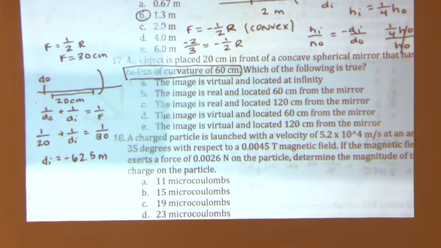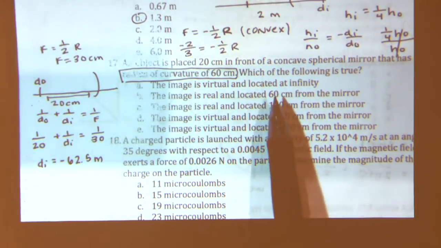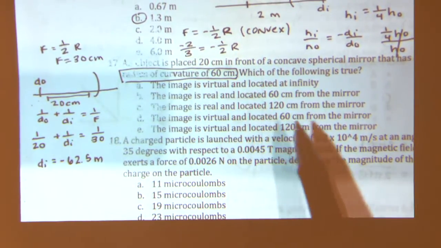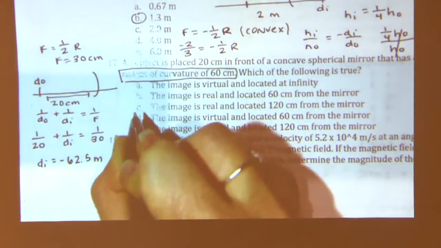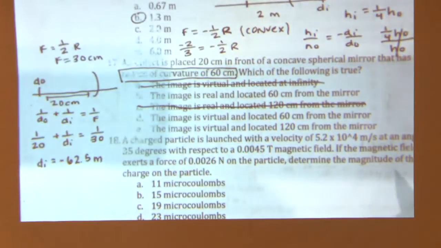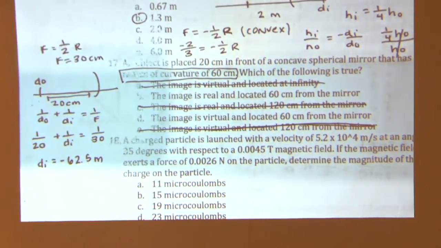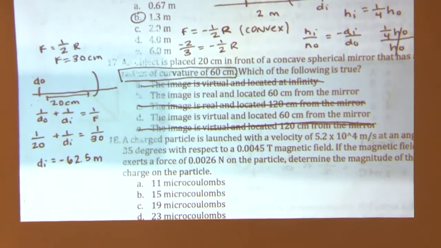So we can kind of cross some things out. We know it's going to be located about 60 centimeters away from the mirror, so we can cross out A, C, and E. So it's got to either be B or D, so basically we just need to figure out if the image is real or if it's virtual.